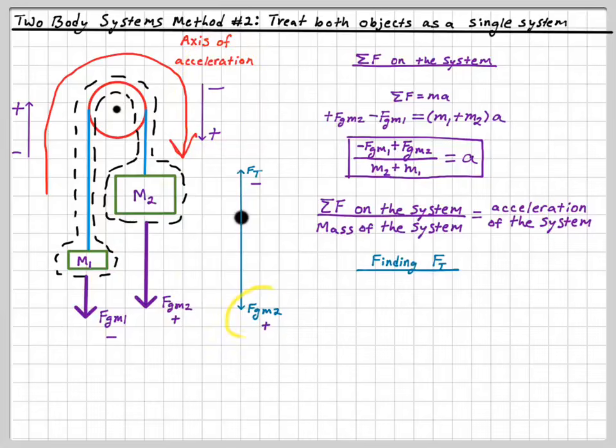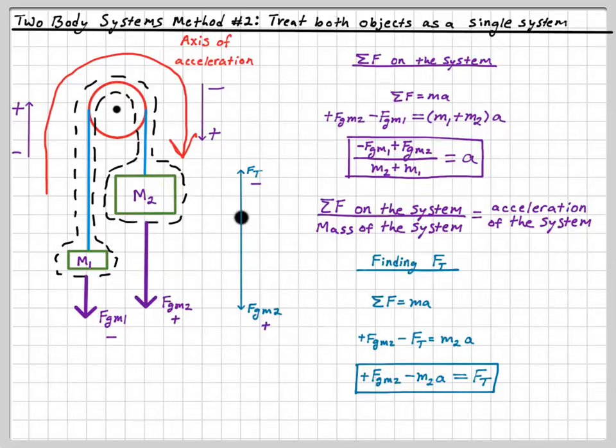And what that means is force gravity of M2 is still positive and force tension is still negative, because on this side of our pulley, things are accelerating downwards, which means we'll assume downwards is the positive direction and upwards is the negative direction. So when I write out my net force for M2, it's going to be plus force gravity minus force tension equals M2 times acceleration. And I can solve for my force tension by adding it to the other side and subtracting M2 a from this side, and there we go, we've got our force tension.